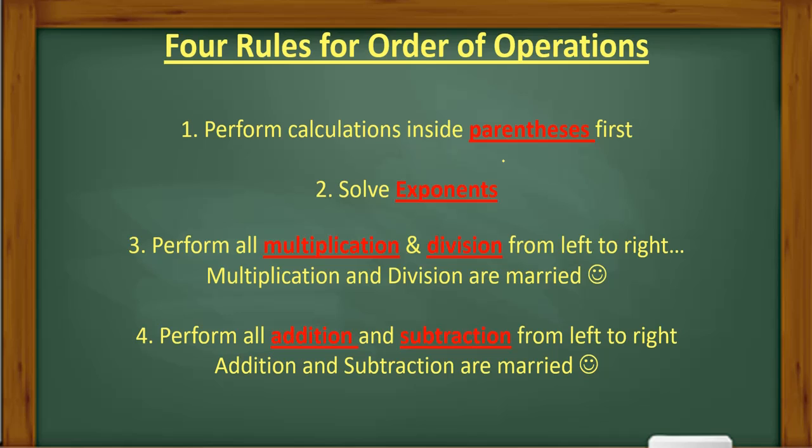And then the third step is to perform all multiplication and division from left to right, or as they occur from left to right, because multiplication and division are married or they are partners. For step 4, we perform all addition and subtraction from left to right, or as they occur from left to right, because addition and subtraction are married or they are partners.